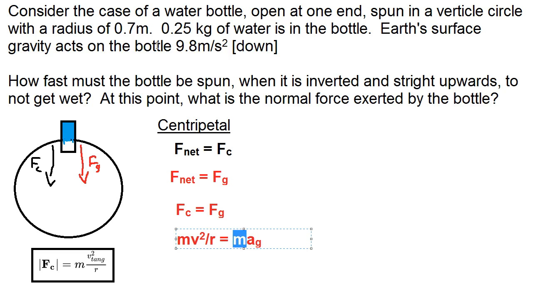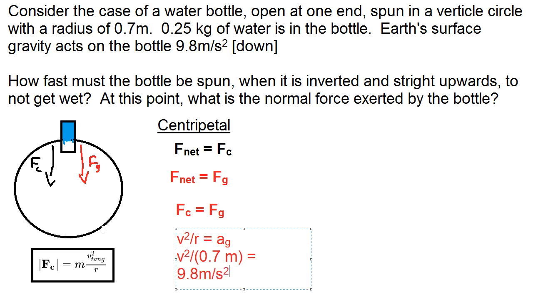Now, you can put in all the numbers if you like, but what you'll notice here is there are masses on both sides, so we can cancel them out. And we know that this acceleration due to gravity, these are all just scalars, are going to match up with one another, because the gravitational force and the centripetal force are pointing in the exact same direction. So with this being said, we can solve this. We have v squared divided by 0.7 meters is equal to 9.8 meters per second squared.